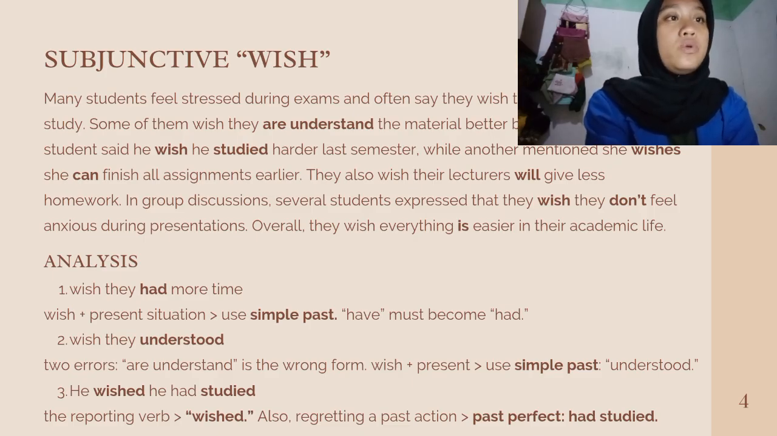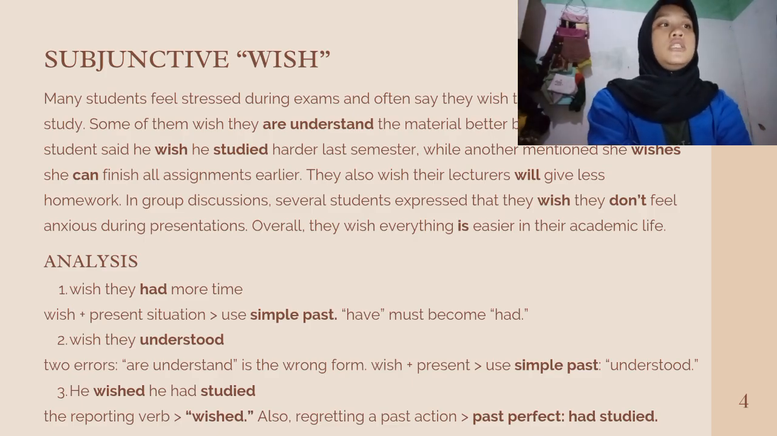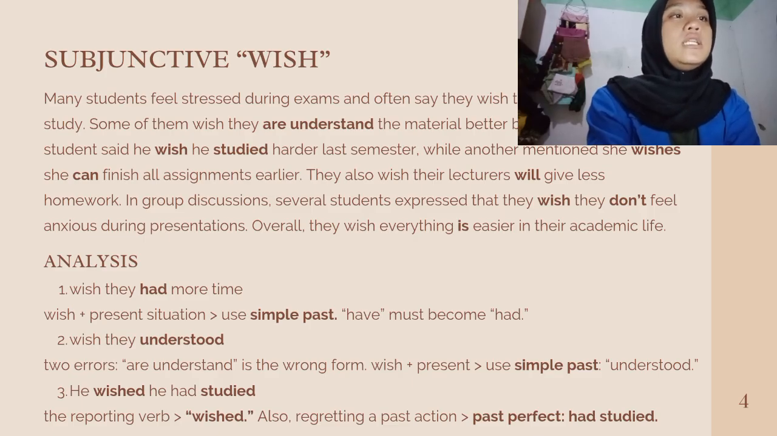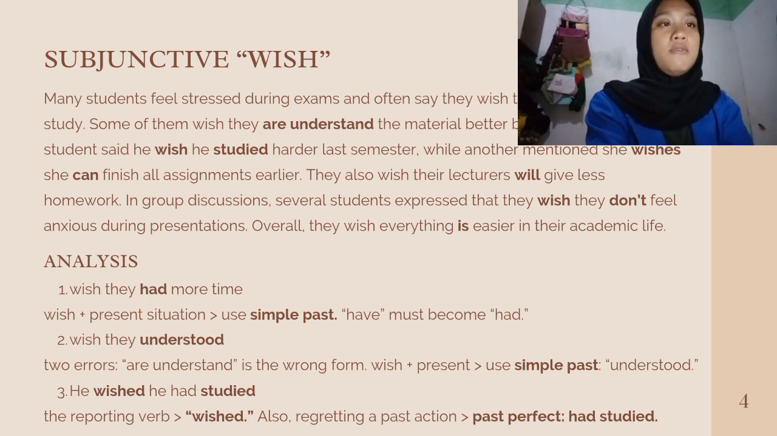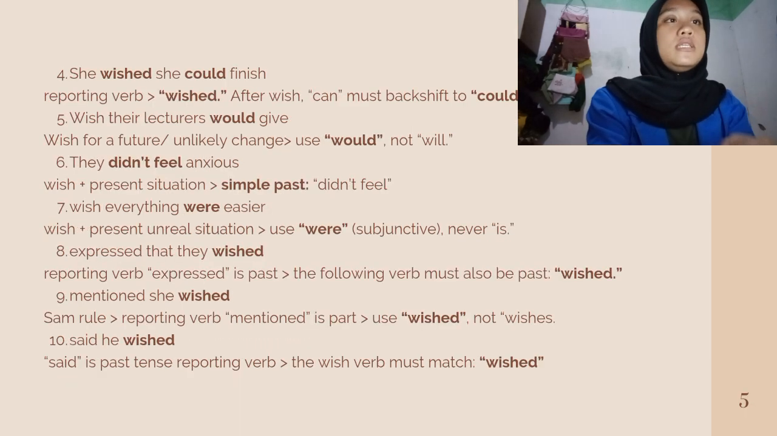Number 3, "wish he studied" should be "wished he had studied." Since the reporting verb is past, we use "wished." And since this is a regret about the past, we need the past perfect, "had studied." Again, number 4, "wishes he can" should be "wishes he could." The reporting verb becomes "wishes," and "can" must be changed to "could."